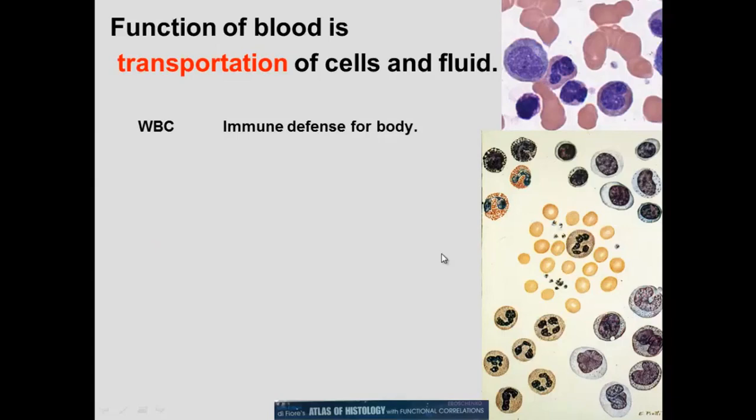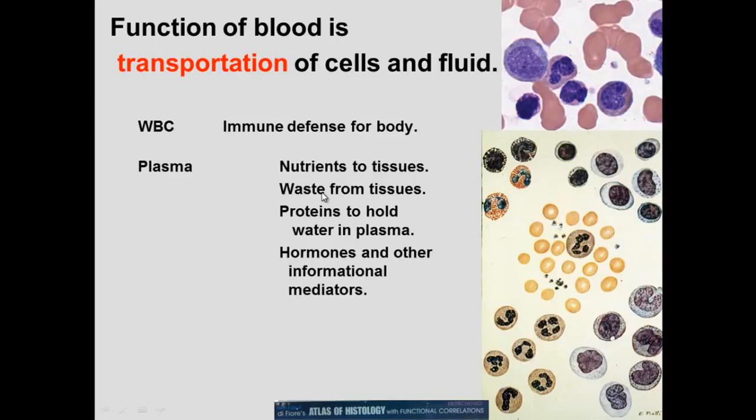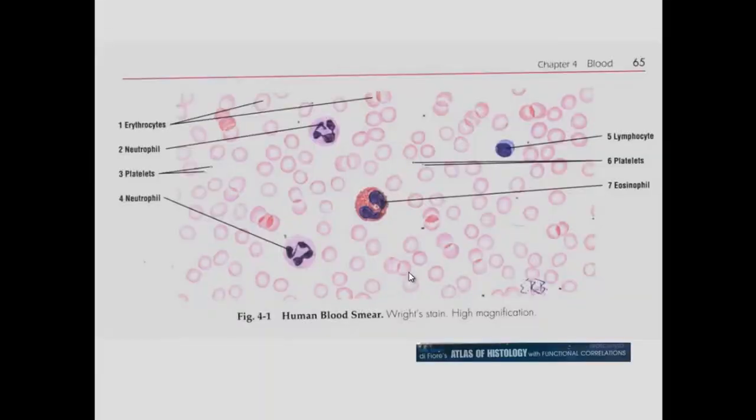So, the function of blood is transportation of the cells and fluid, and some of those cells are white blood cells, for the immune system defense of the body. The plasma itself provides nutrients to tissue and carries waste from tissues. It has proteins that hold water in plasma, albumin being one of those. It has hormones and other informational molecules. And it also has platelets, whose function is to prevent the loss of blood and fluid, so that it can provide nutrients or remove waste from the body, as well as oxygen and carbon dioxide.